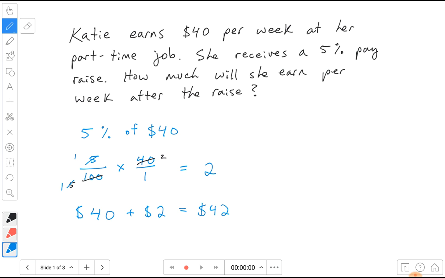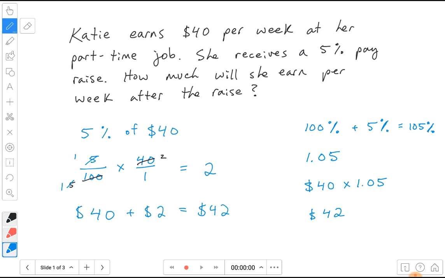Okay, or we can look at this as, all right, she makes $40 a week. That $40 represents 100% of the money she makes per week at that part-time job. And we're going to increase that by 5%. So next week, when she gets her raise, she'll be making 105% of what she made in the previous week. We can write 105% as a decimal. That's 1.05. So if we take her pay this week, which is $40, and multiply it by 1.05, we will get 42. So the same value.